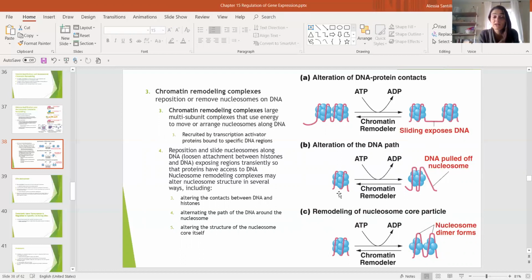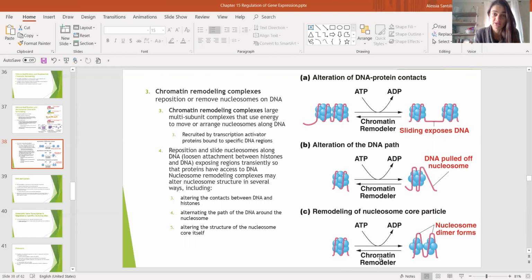So the nucleosome remodeling complexes may alter the nucleosome structures in several ways, including altering the contacts between DNA and the histones, altering the path of the DNA around the nucleosome, and altering the structure of the nucleosome core itself, like we did here when the core particle just basically dimerized.